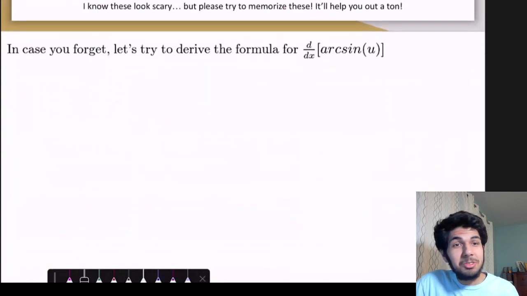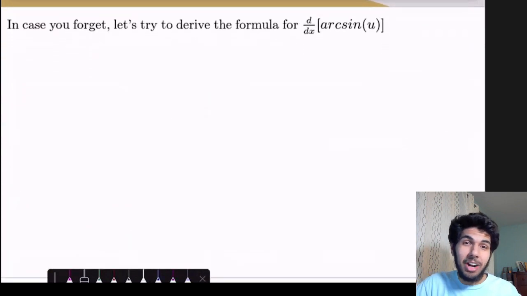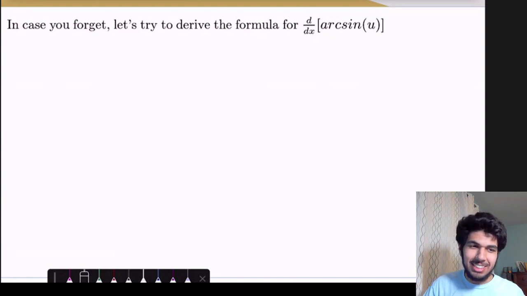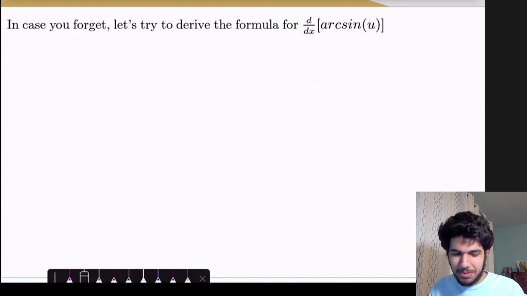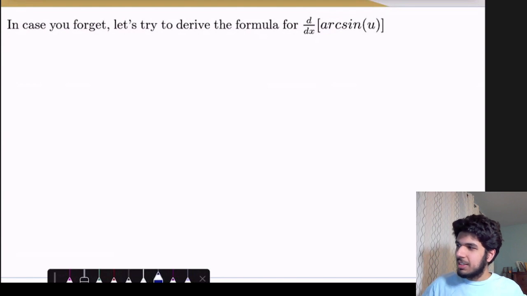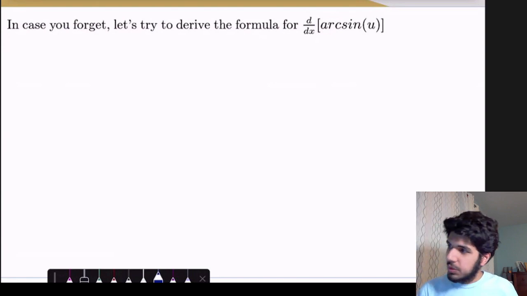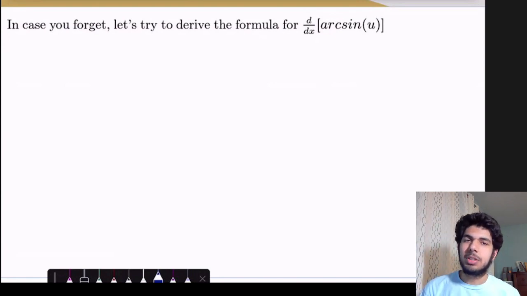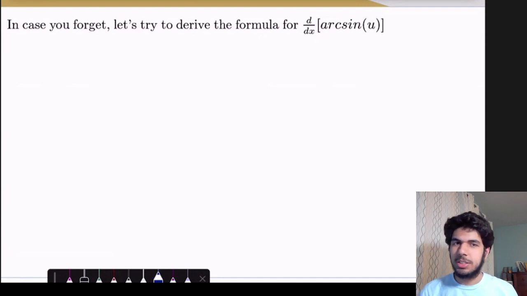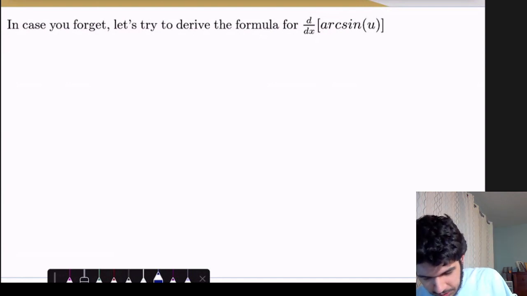But in case you don't, let's try to derive the formula for the derivative of arcsine of u, and hopefully after seeing this, you'll be convinced that you should memorize the formula. So this will be a little bit of a demonstration, but I encourage you to follow along because it is still very educational. What we're going to do here is going to require a little bit of creativity. The first thing we're going to do is let y equal this arcsine of u.